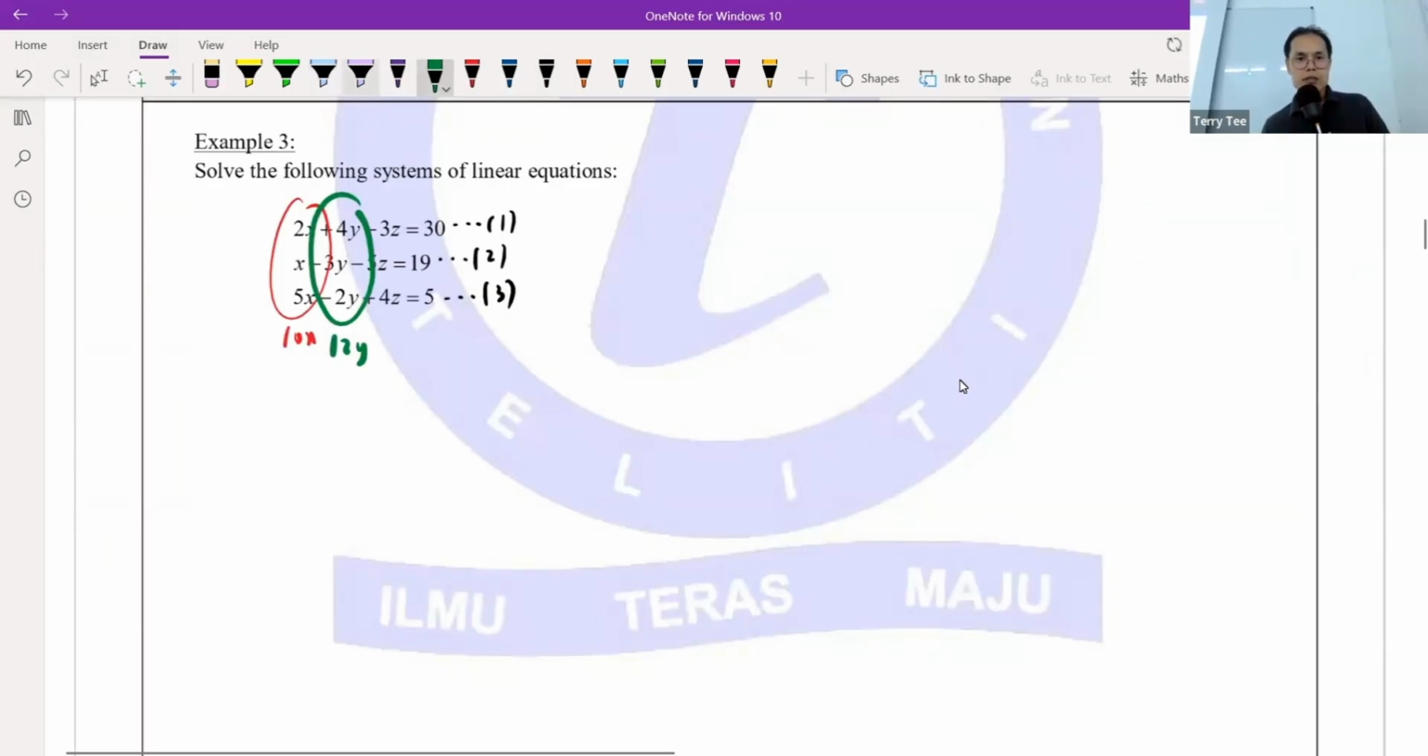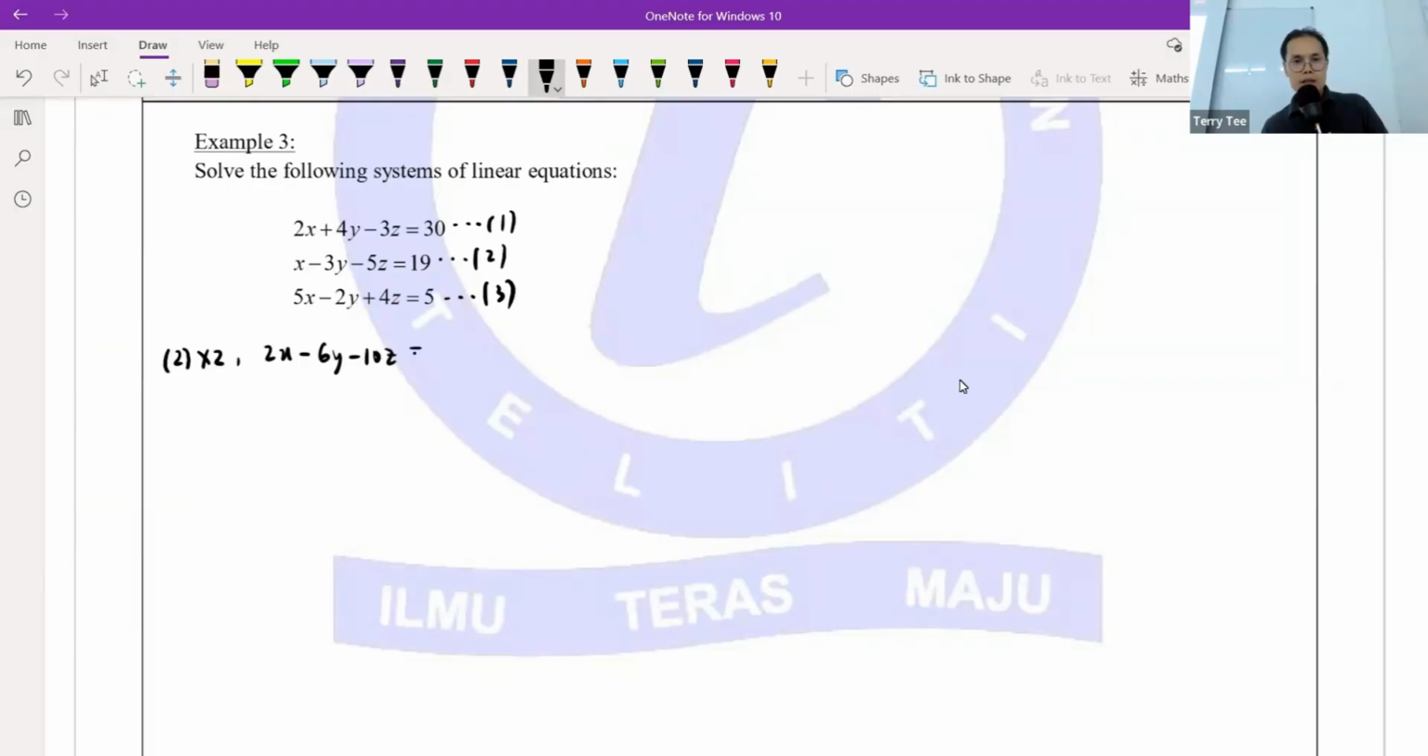So it's easier to get rid of x, right? Yeah, we want the smaller number. Smallest is your x. x has all the smallest coefficients. So guys, I'll take equation 2 multiplied by 2. Why times 2? Because I want to get 2x. Okay, so this is 2x minus 6y minus 10z equals 38. This will be my equation number 4.